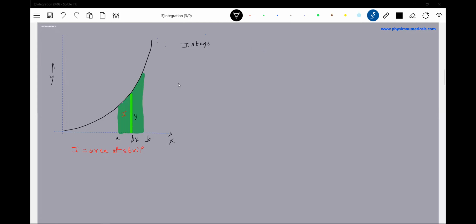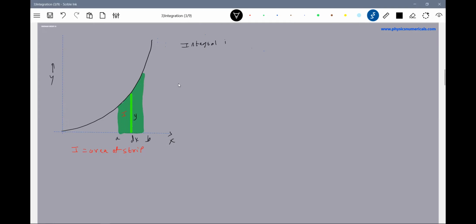We'll define, what do you mean by integral? What do you mean by integral? Integral is the sum of rectangles of infinitesimal width.